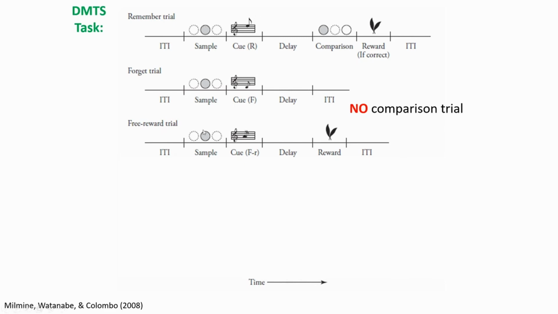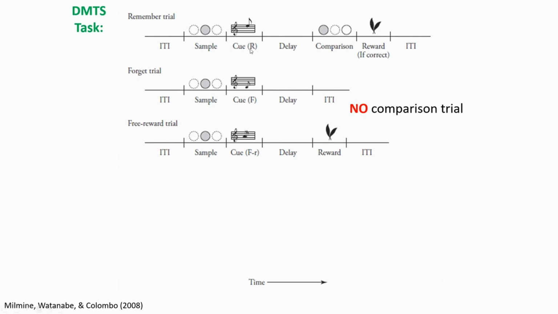We then see a sample. If you remember our delayed matching to sample, there are 3 keys here. In the middle, we are given the sample that we may or may not have to match later on. After we've seen that sample, we get a cue. For the pigeons, it was a tone, either high-pitched or low-pitched, or something that varied. So a free reward trial tone here is somewhere in the middle, and it kind of warbles between 2 sounds. So this one is very distinctive from the remember cue and the forget cue.